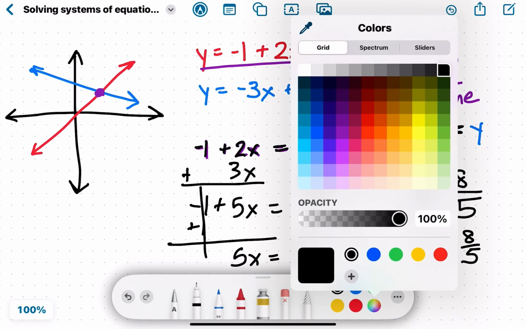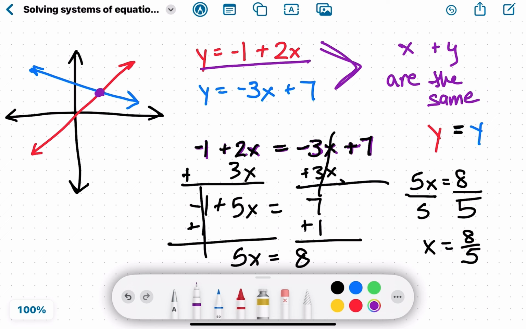So we know that the purple x is 8/5. But what's the y value? We still need to do one more step. We need to take this x value now and plug it back into one of the equations. Doesn't matter which one, because it's a solution to either one. Just pick the one that you think would be easier to do, in my opinion, or just the one you like better. So you take this x and you plug it into one of them, and then it will give you the y of the solution.